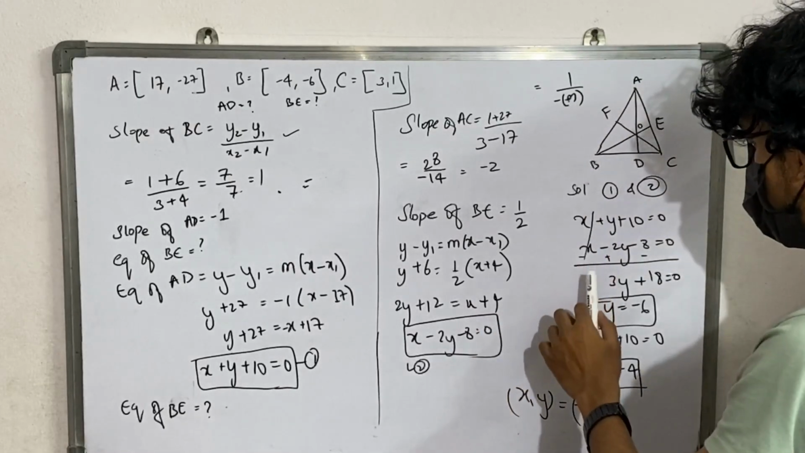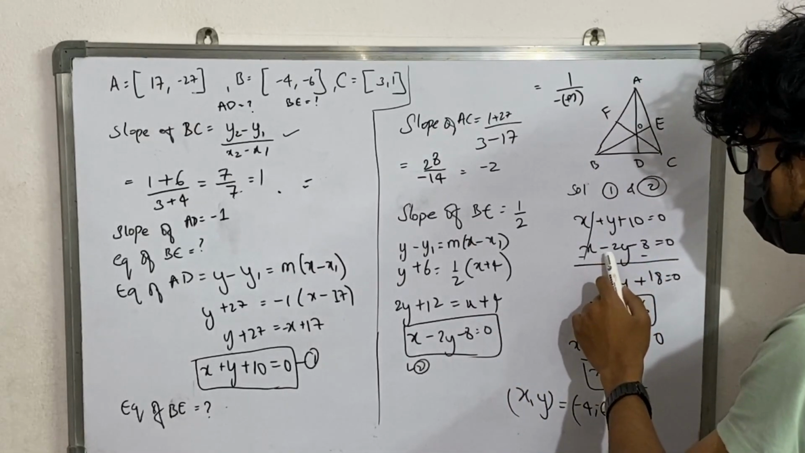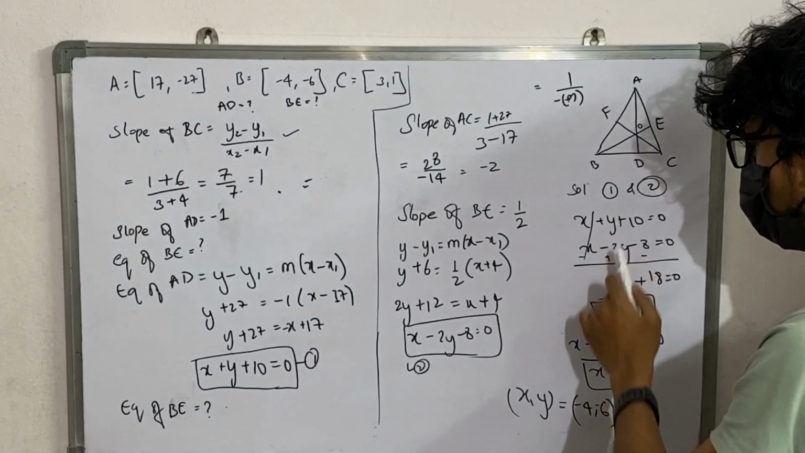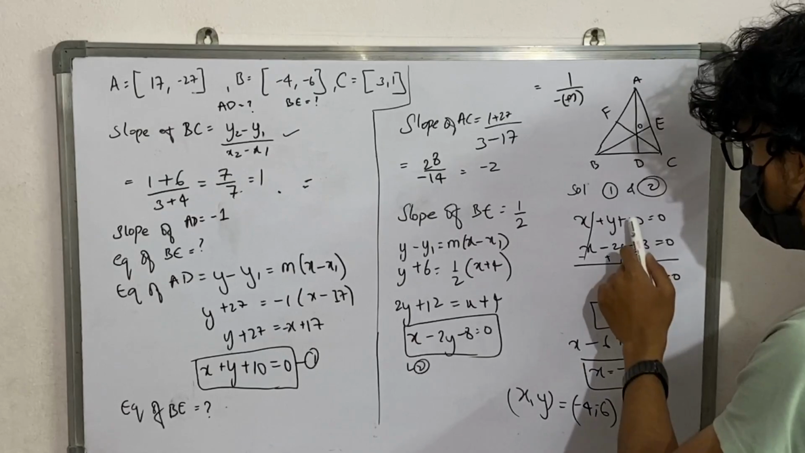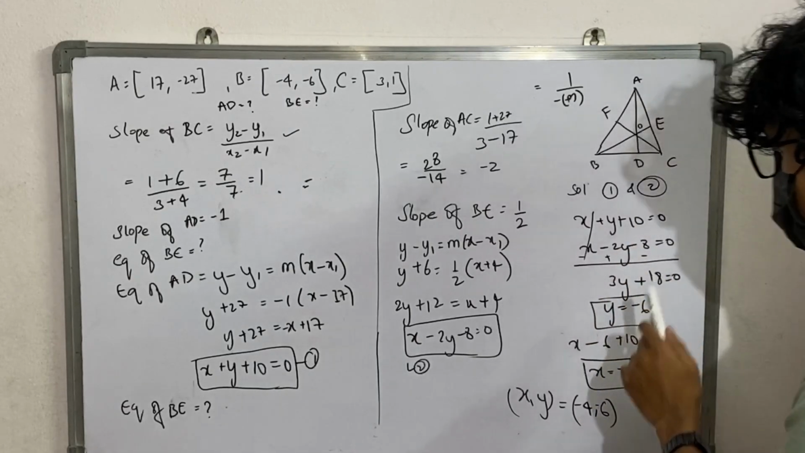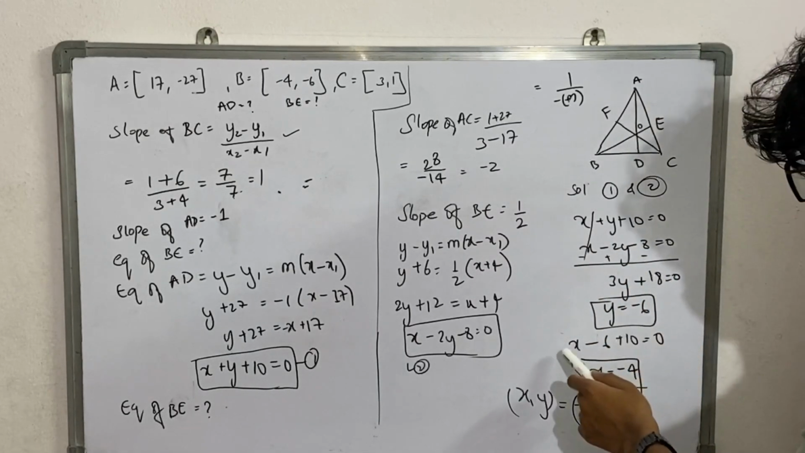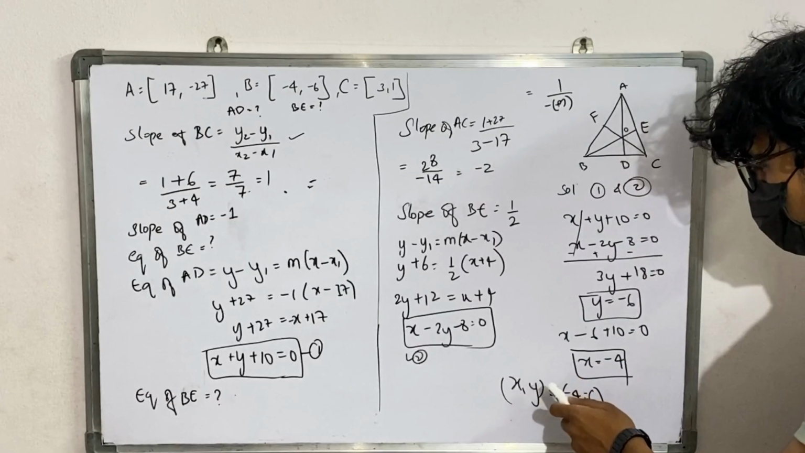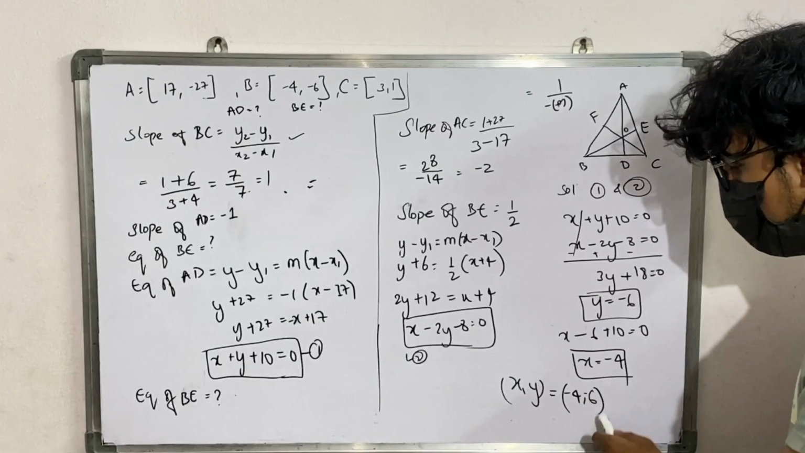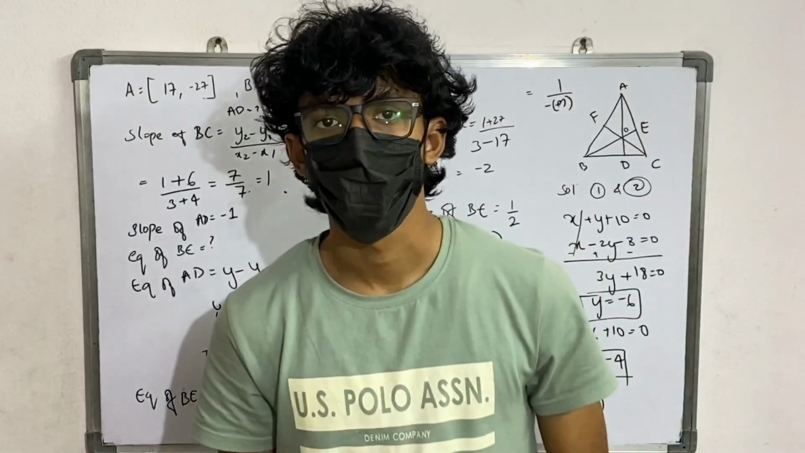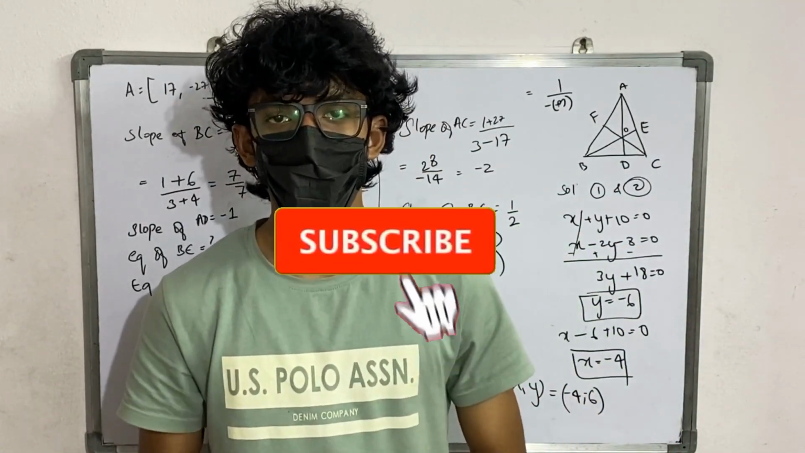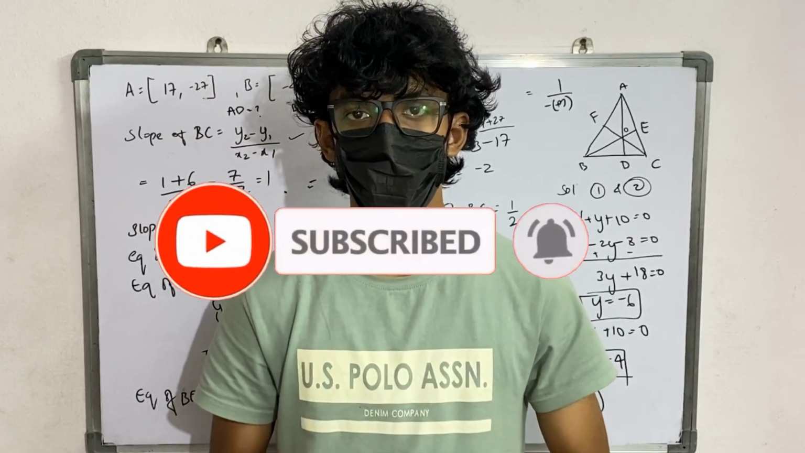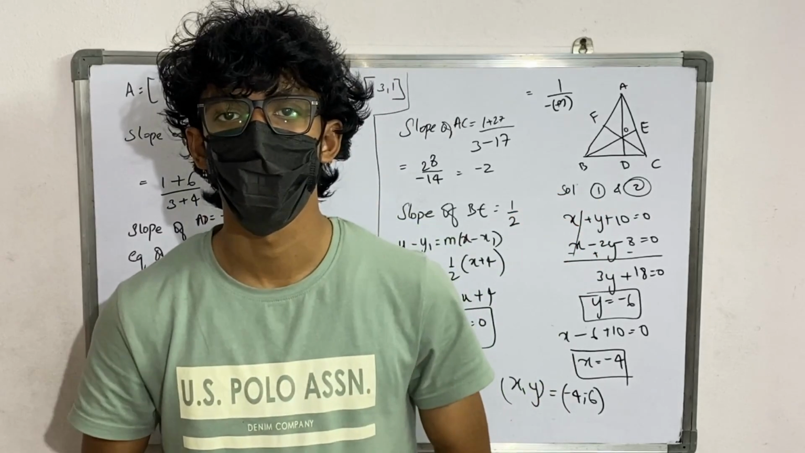So x and x get cancelled, and 2y plus y becomes 3y. This 8 plus 10 becomes 18. Y is equal to minus 6. After substituting this in the first equation or in the second equation, after solving this, we get x is equal to minus 4 and y is equal to minus 6. So this is all. We have done the equations and solved the orthocenter, and the points are minus 4 and minus 6.